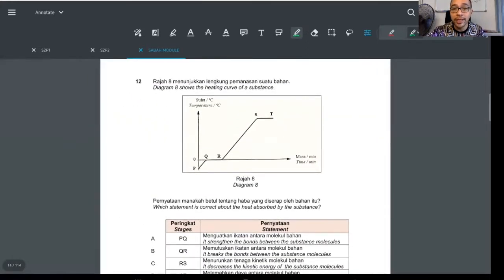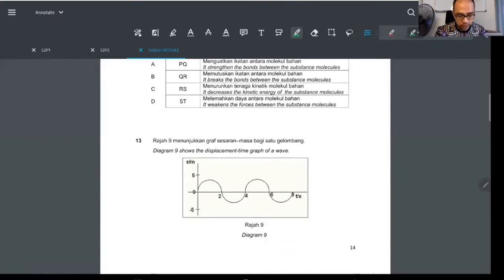So it's going to come after heat. Question number 12 is heat, because it's a curve over here. And question number 13 is where waves start coming in. So let's look at this. Displacement time graph, wave. Displacement time graphs tell us two important pieces of information. Number 1, they tell us the amplitude.